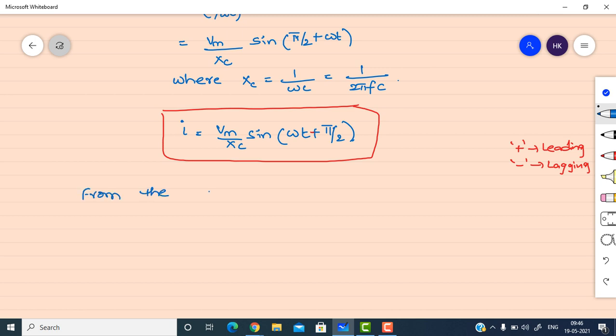From the above equation, current leads the applied voltage by an angle of 90 degrees. This is in case of pure capacitor. If it is not a pure capacitor, it will lead the voltage but not exactly 90 degrees, somewhat lesser than 90 degrees. By an angle of 90 degrees in case of pure capacitor.